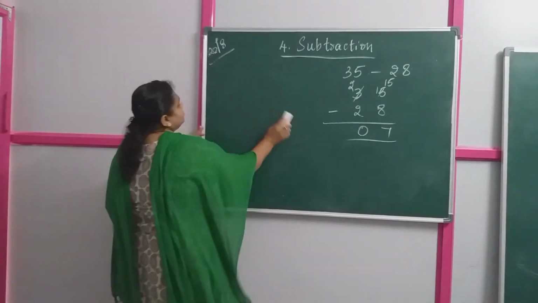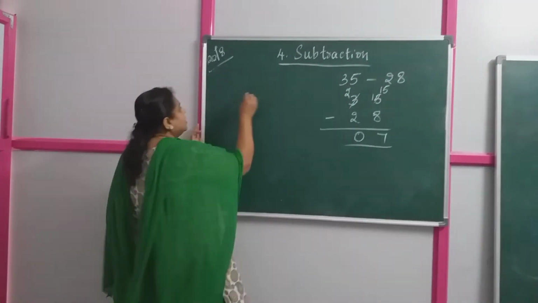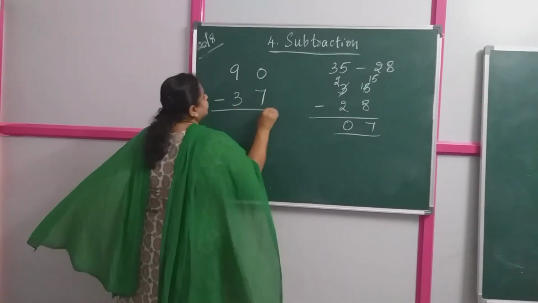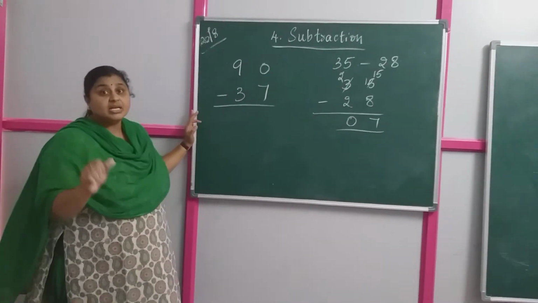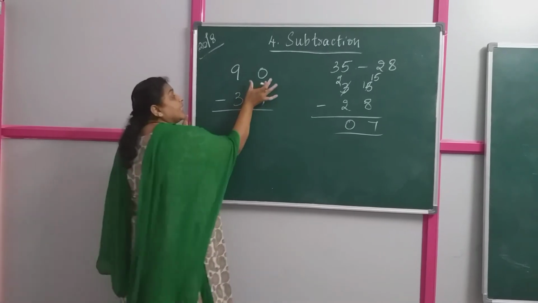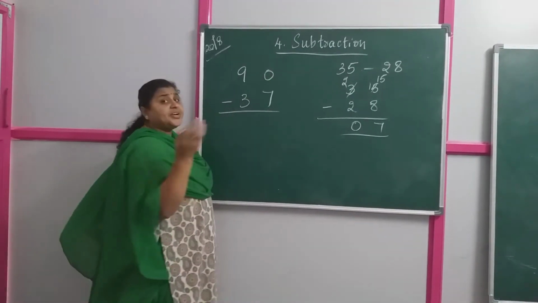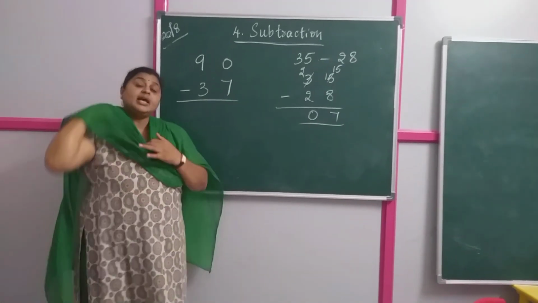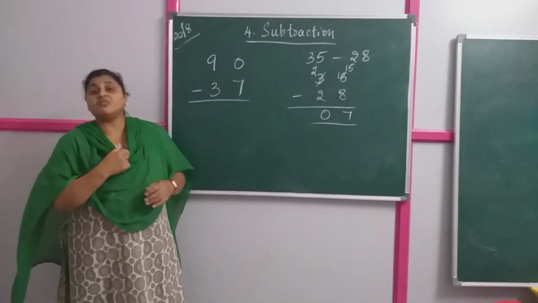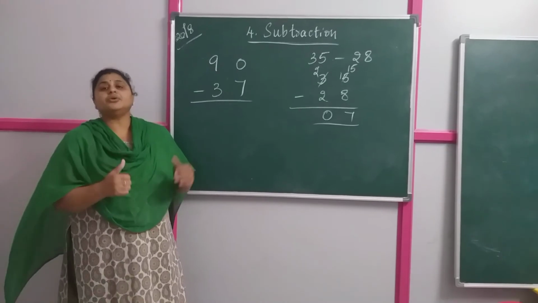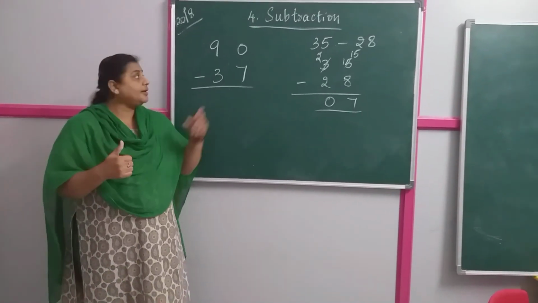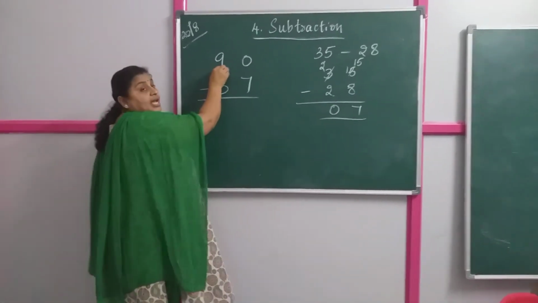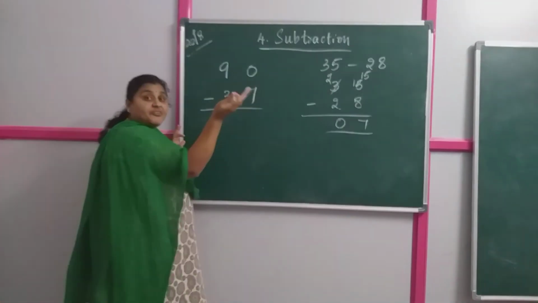Say, I have 90 minus 37. 90 minus 37. Now see children, can I take anything from 0? 0 is nothing. Am I right? Since 0 is smaller and 7 is greater, can I take a bigger number from a smaller one? No. So what I have to do? I have to take a borrow. From where? From 9. So when I am taking borrow from 9, 9 changes to its before number.